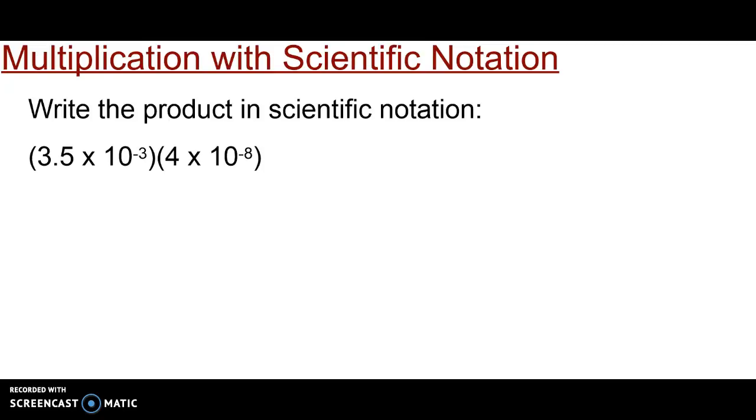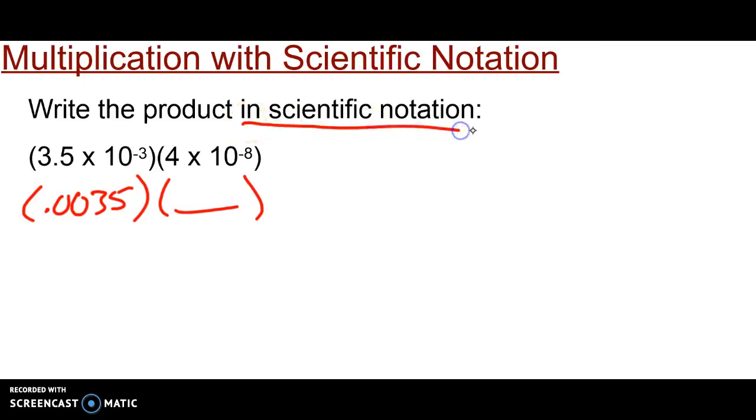One thing that some students will try, when they look at the example that I have here, is they will convert these numbers to standard form. So for instance, put 3.5 times 10 to the negative third into 0.0035, and then also convert the other number, multiply them, and then turn it back into scientific notation, because that's what they want. They want the answer in scientific notation.